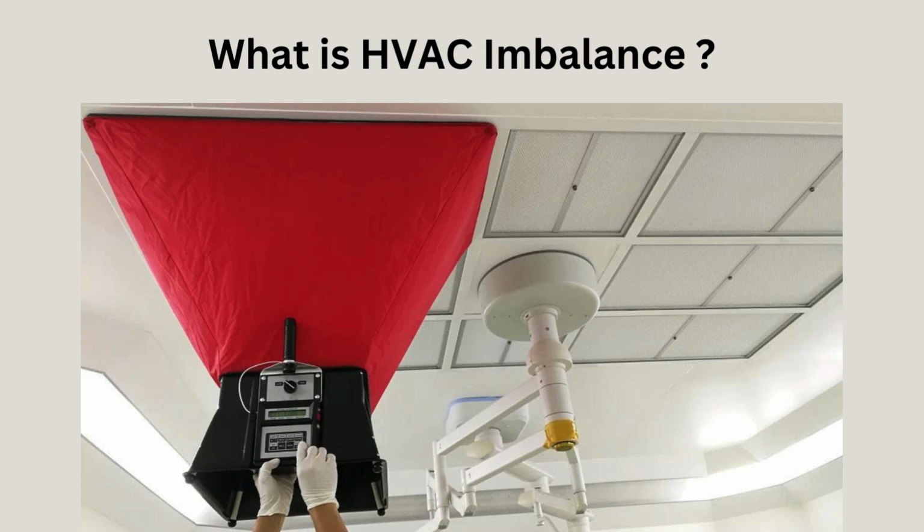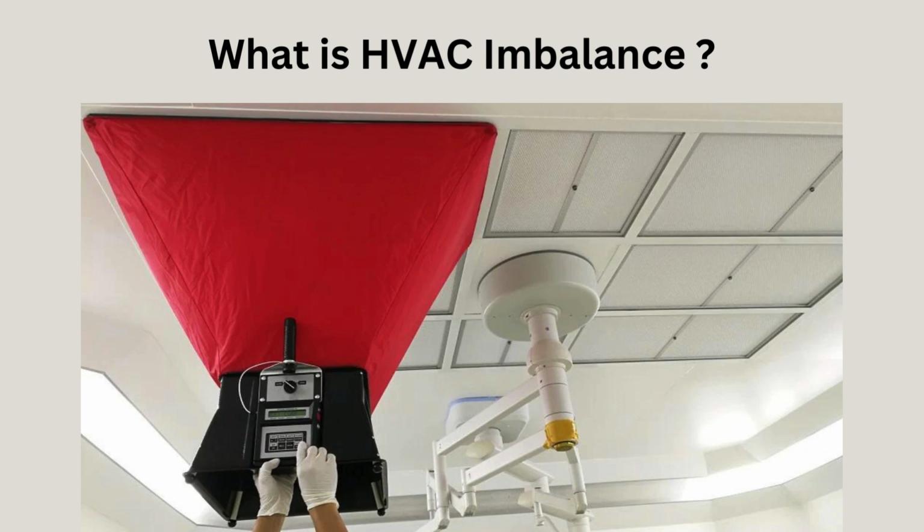Blocked or restricted vents. If vents are blocked or restricted, airflow will be uneven. This can be caused by debris, dust, or furniture blocking the vents. Incorrectly adjusted dampers. Dampers are valves that regulate the airflow from the HVAC system to the vents. If dampers are not adjusted correctly, airflow will be uneven.